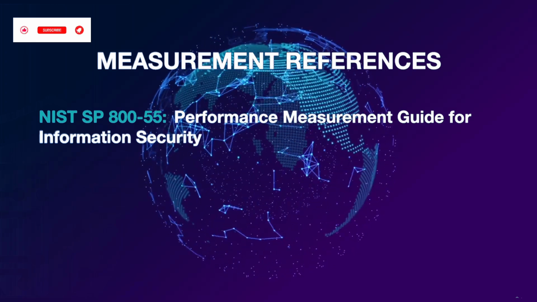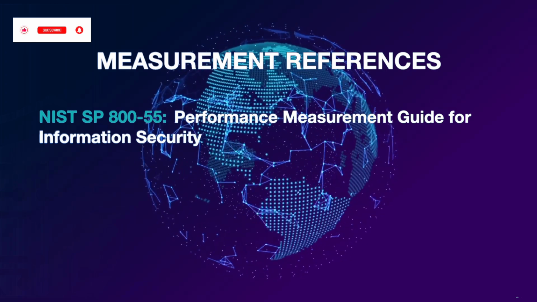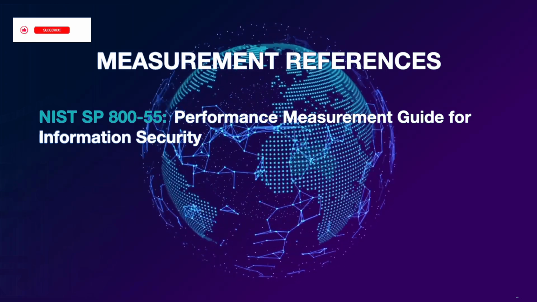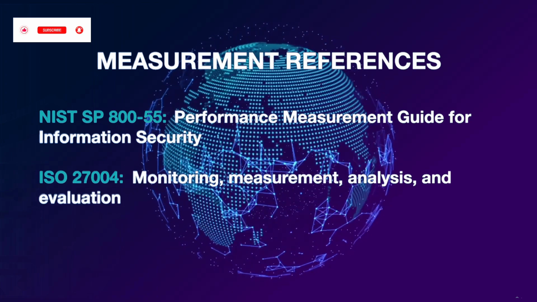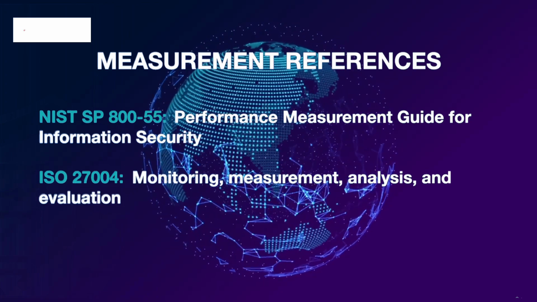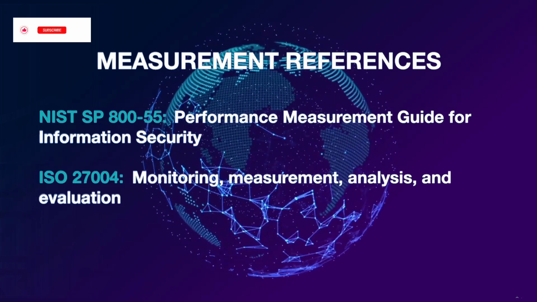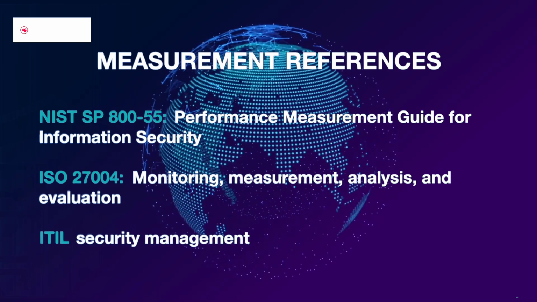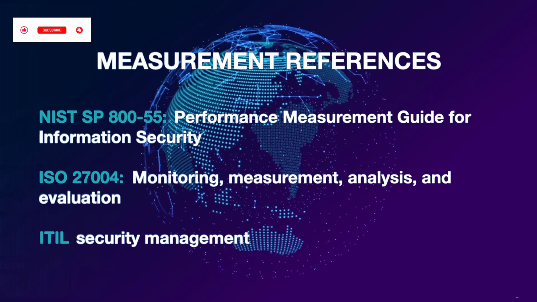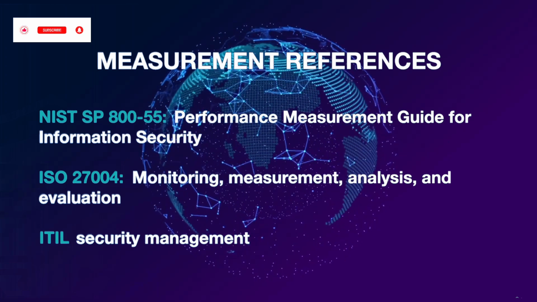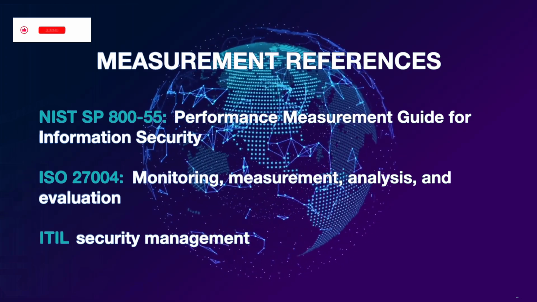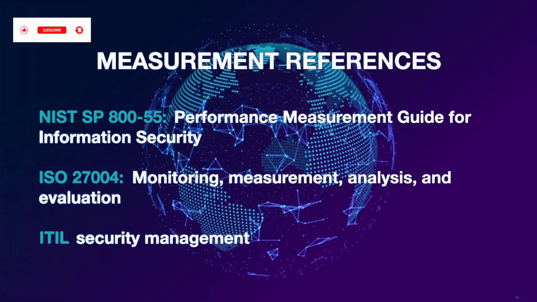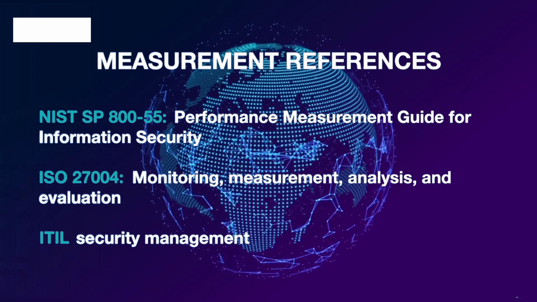So there are a couple of different guides that you can reference just to get familiar with this. The one I recommend is the NIST Special Publication 800-55, the Performance Measurement Guide for Information Security. There's also the ISO 27004, Monitoring, Measurement, Analysis and Evaluation. And you can also refer to ITIL for security management as well, and ITIL stands for Information Technology Infrastructure Library.